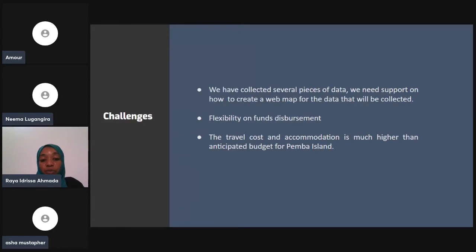But in addition to that, we are anticipating to cover Pemba Island as well, but the travel cost and accommodation requirement is much higher as compared to what we have done here in Zanzibar, in Unguja Island, as most of the students are living here. So that is the challenge that we are expecting, but luckily we are going to sort things out, and we have asked for some advice from OMDTZ and other people who are supporting us, like Liquid Telecom, to see how we can also cover Pemba Island.